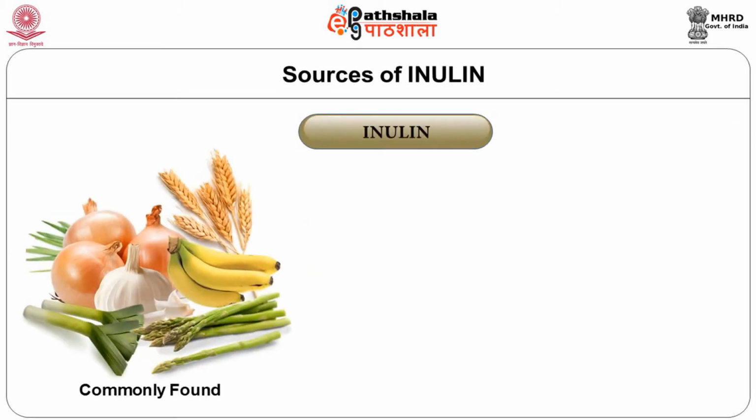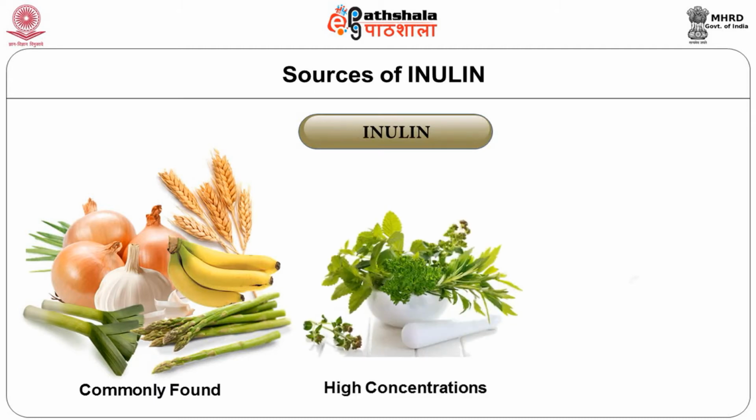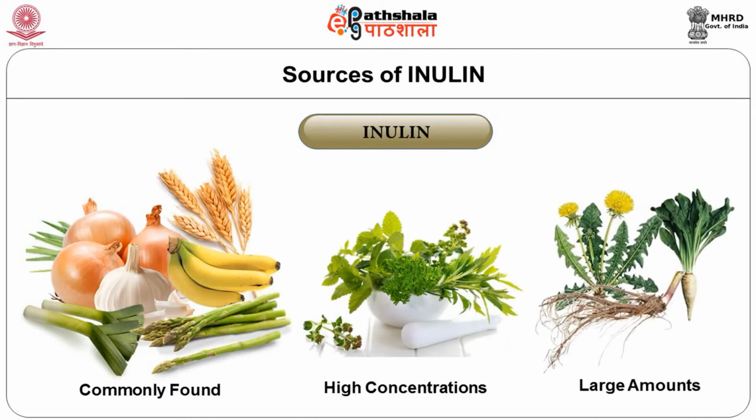Inulin is most commonly found in asparagus, leek, onions, banana, wheat, garlic, in high concentrations in herbs, and in large amounts in dandelion root, chicory root and elecampane root. These are the important sources where we can find inulin in higher concentrations. Jerusalem artichoke contains 14 to 19% inulin fiber.